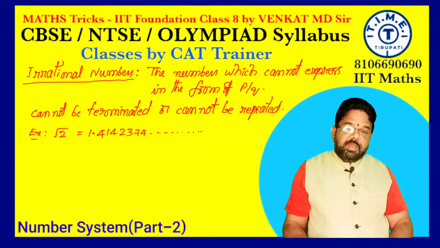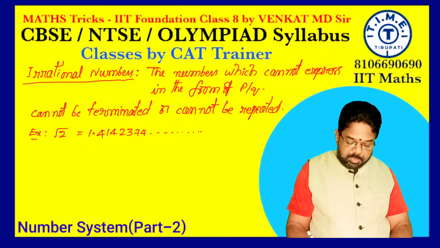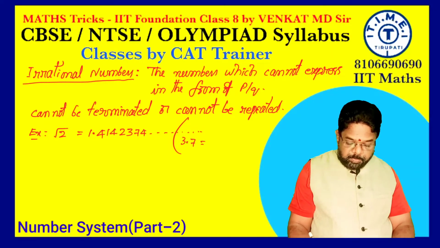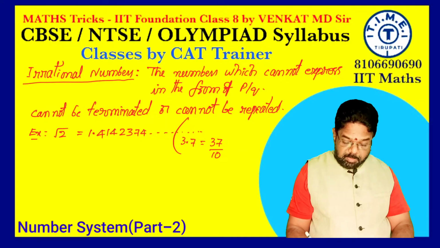Why these values cannot be written in the form of p by q, observe the example. Suppose 3.7. We can write it as p by q: 37 by 10. After the decimal 1 digit, we take 10 in the denominator. Suppose 2.13. We can write it in p by q form: 213 by 100. After the decimal 2 digits are there, so we take 2 zeros in the denominator.